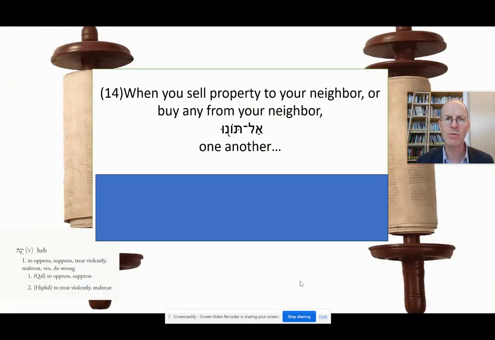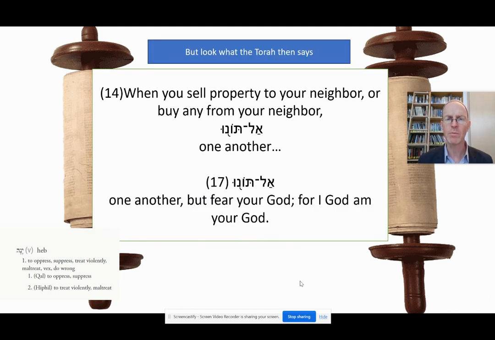Now, here's something interesting. Here we have this law that I just showed you: when you sell property to your neighbor, or buy anything from your neighbor, do not wrong one another. But actually, 3 psukim later, in pasuk number 17, it says, Al tonu one another, but fear your God, for I, God, am your God.